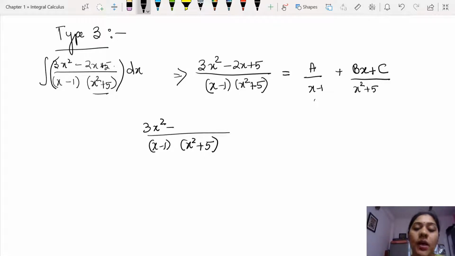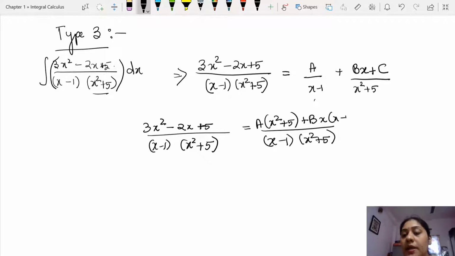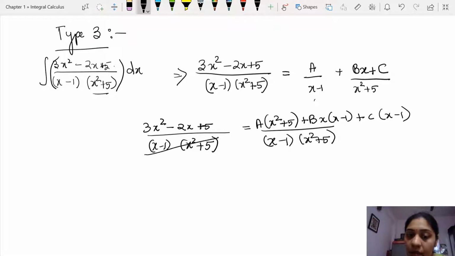Numerator is 3x square minus 2x plus 5, is equal to a into x square plus 5, plus bx into x minus 1, plus c into x minus 1. I'm just splitting it and multiplying. Now cancel these two terms on both the sides. We are left with only this on the numerator on both the sides.